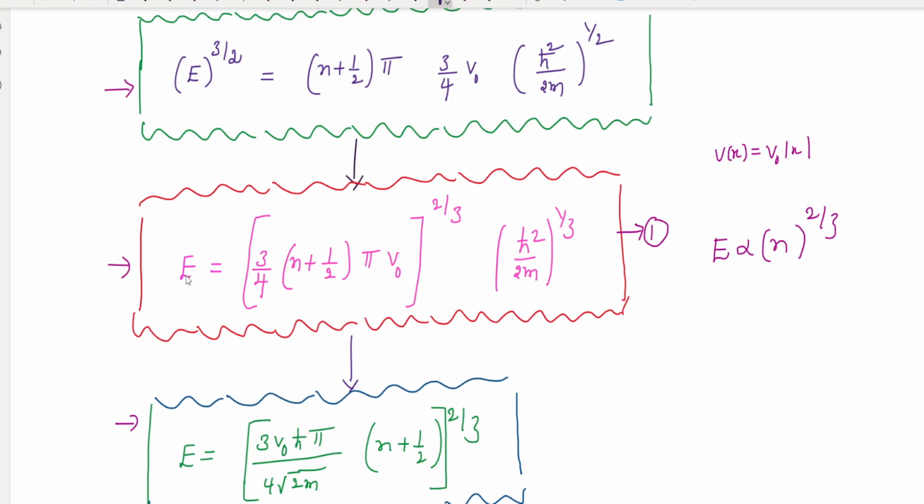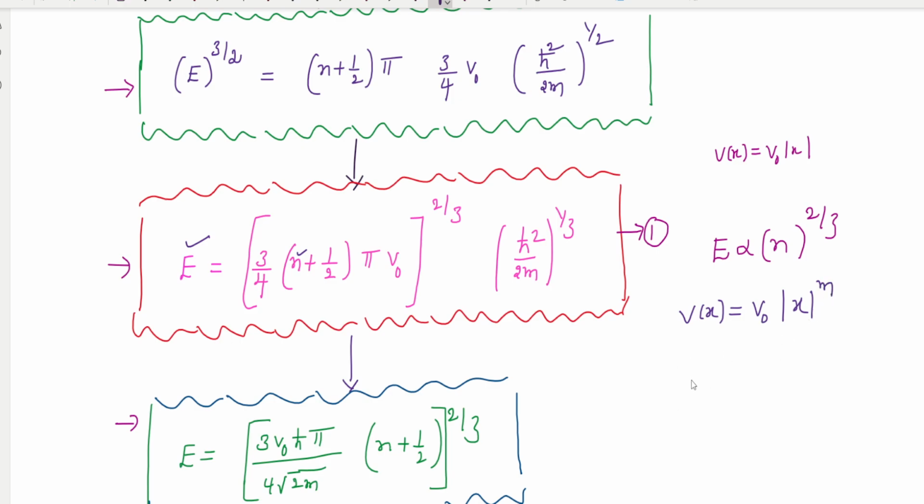See, energy is proportional to n whole power 2 divided by 3 I got, if they are giving this potential. For example, if they are giving V of x equal to V naught modulus of x whole power m.